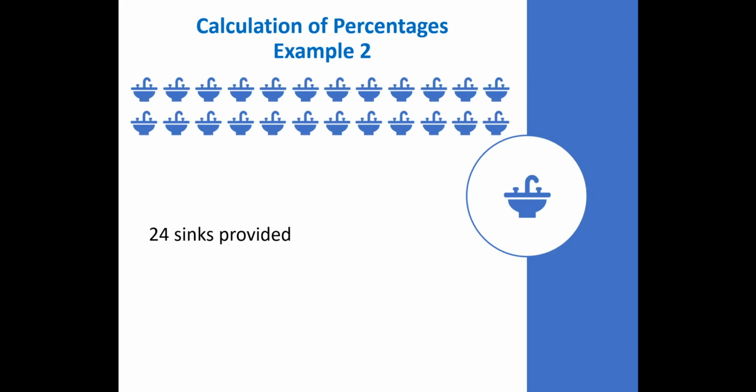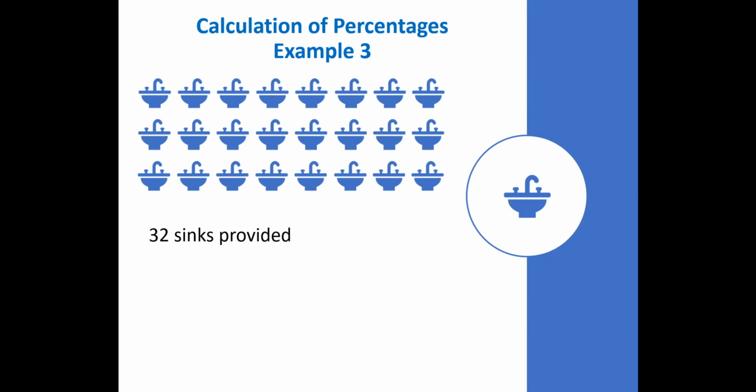Okay, in example 2, we have 24 sinks provided. So 24 sinks times 5% that are required to be accessible equals 1.2 accessible sinks required. So again, because we are determining the required number of elements, in this case sinks, that are to be accessible, the calculation results in a fraction of 1.2 or 1 2/10 of a sink. Section 104.2 again tells us we use the next greater whole number. So in this case, it is 2. So 2 sinks are required to be accessible.